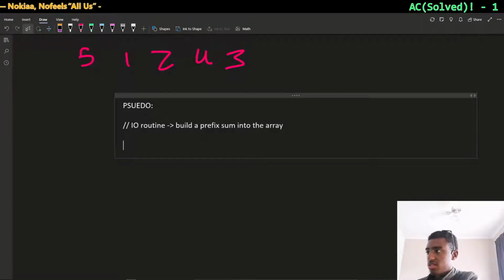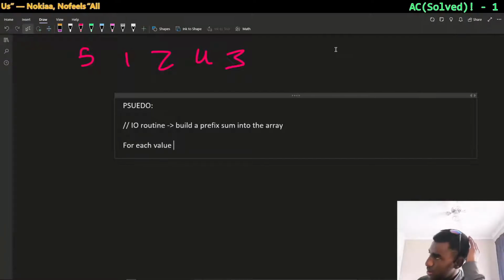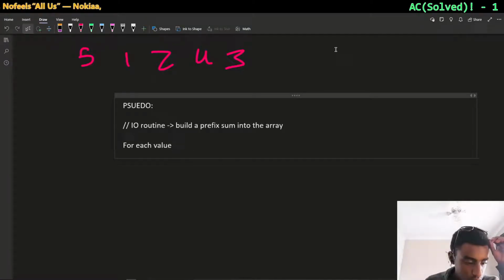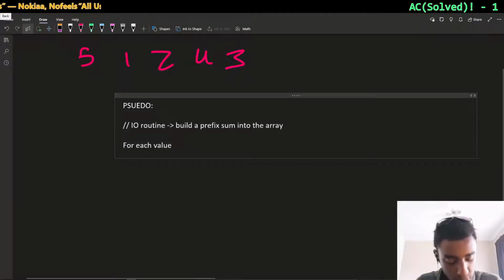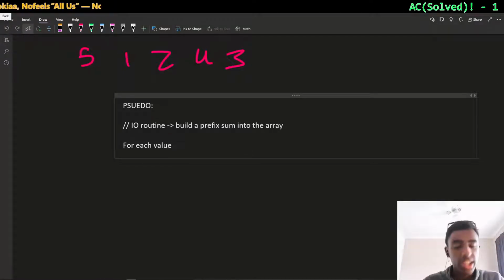And then for each value, wait, I just kind of want to make sure this works the other way around as well, just so that I can implement it a bit easier.